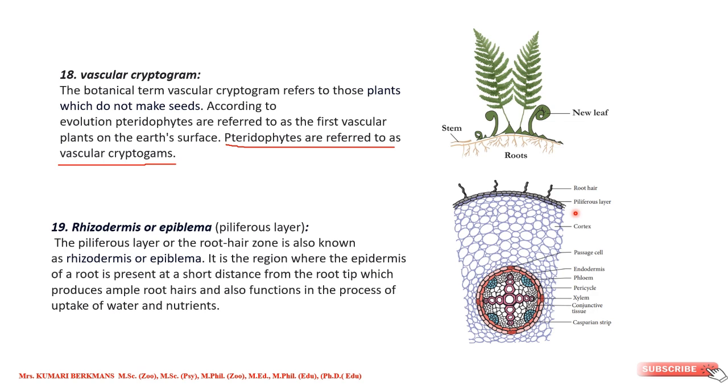Epilemma, rhizodermis. So these are the names given to this outer layer: rhizodermis, epilemma, or piliferous layer. These are very, very important. The piliferous layer or the root hair zone is also known as rhizodermis or epilemma.